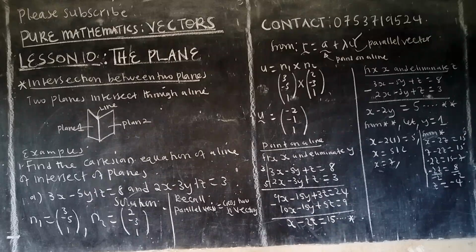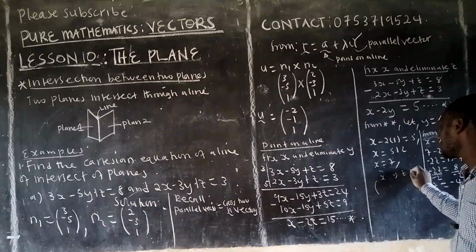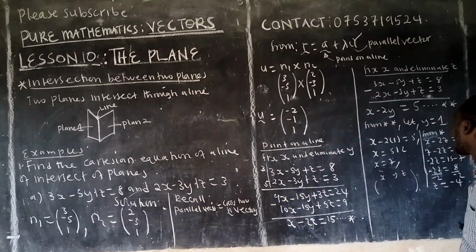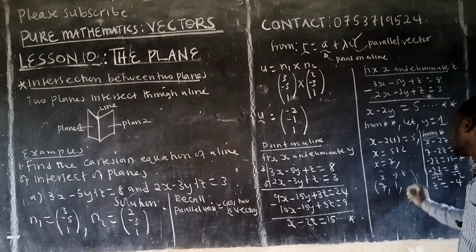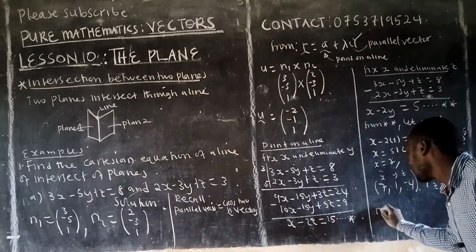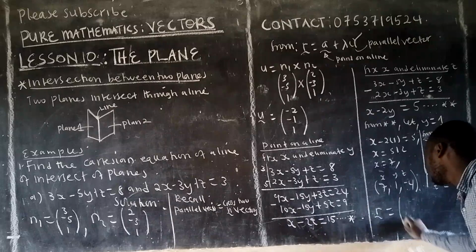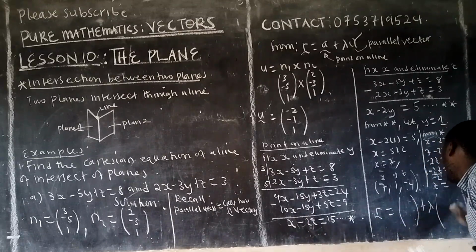Now you have the values of x, y, z. The coordinates are: the value of x is 7, the value of y is 1, the value of z is negative 4. Now this one is a point on the line. Therefore you come and say the line will be equal to the point plus lambda times the parallel vector.